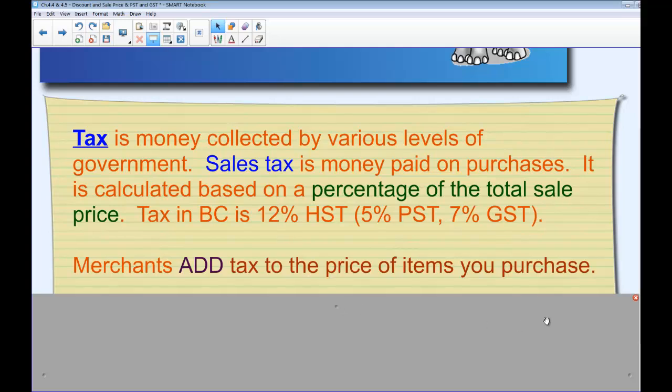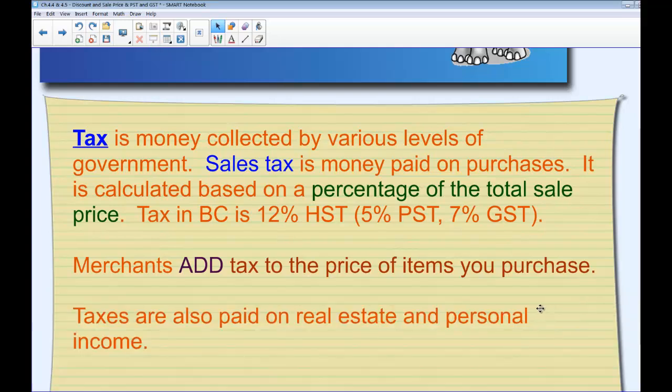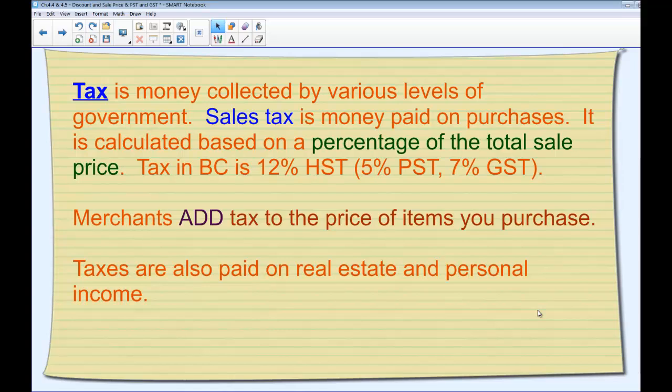Now there are other types of taxes as well. For instance, real estate tax and personal income tax, but these types of taxes are dealt with differently. So for the purposes of our chapter, we won't need to concern ourselves with those, but do know that other types of taxes do exist.